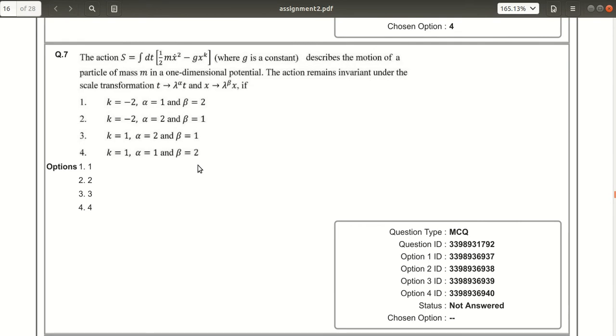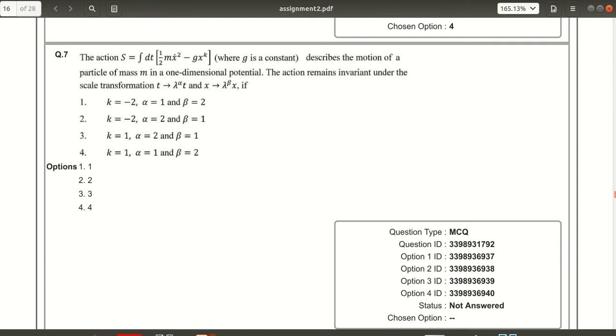Next, question number 7. The action S is defined as S equal to the integral of dt times (half m x dot square minus g x to the power k), where g is a constant, describing the motion of a particle of mass m in a one-dimensional potential. The action remains invariant under the scale transformation t transforms to lambda to the power alpha t and x transforms to lambda to the power beta x.